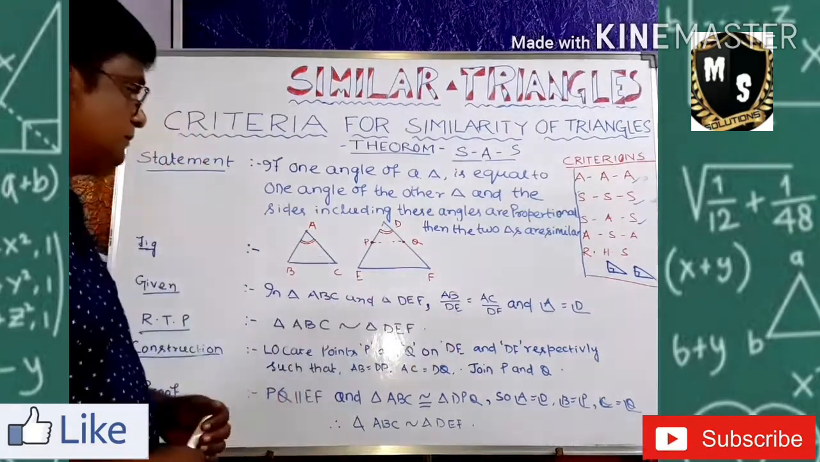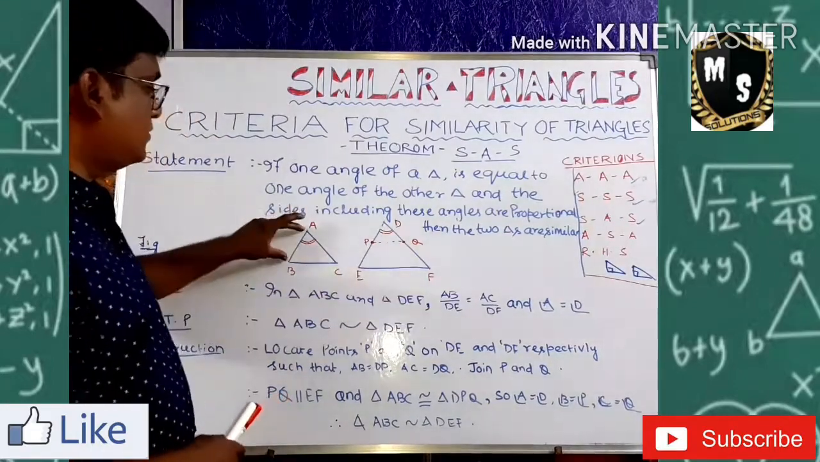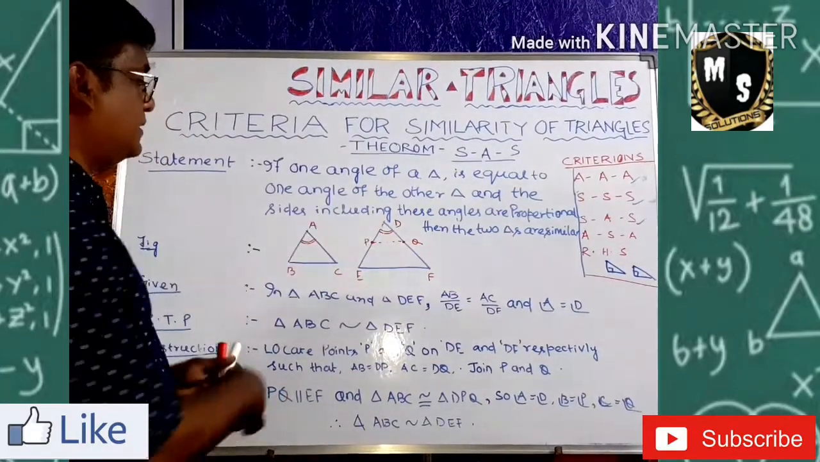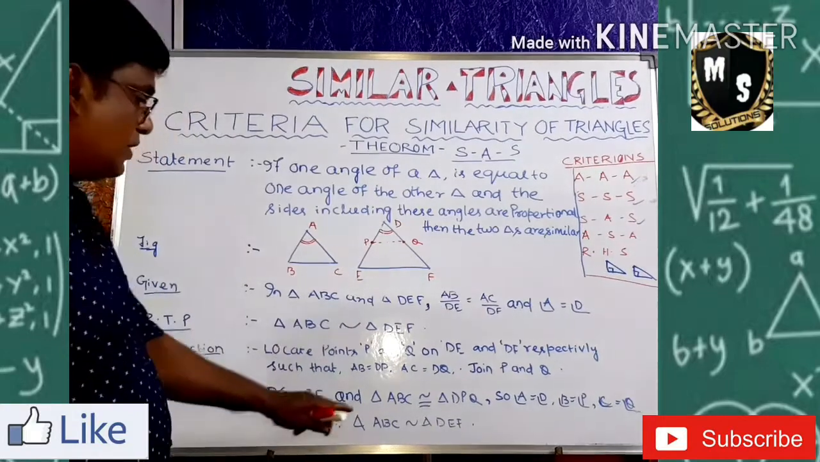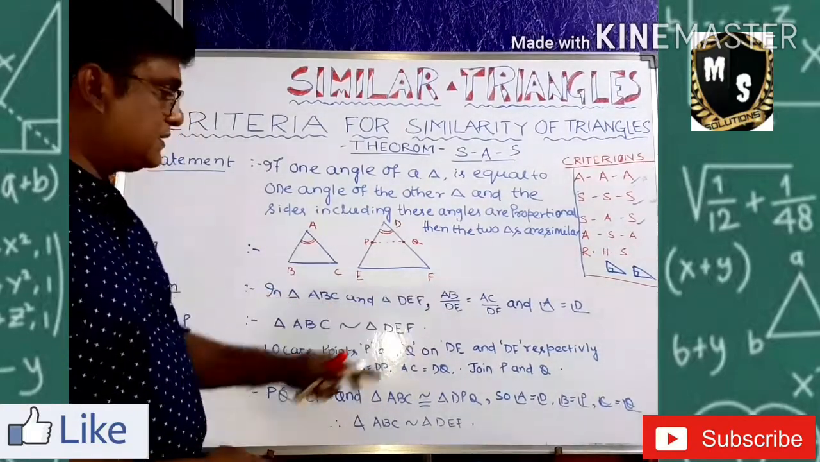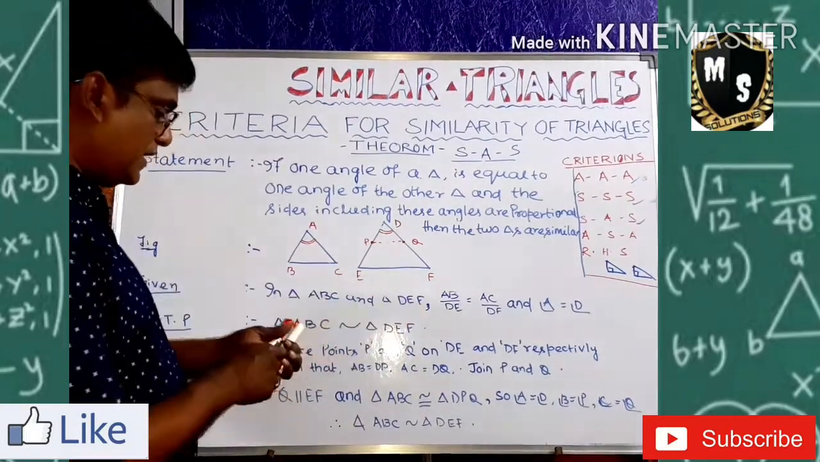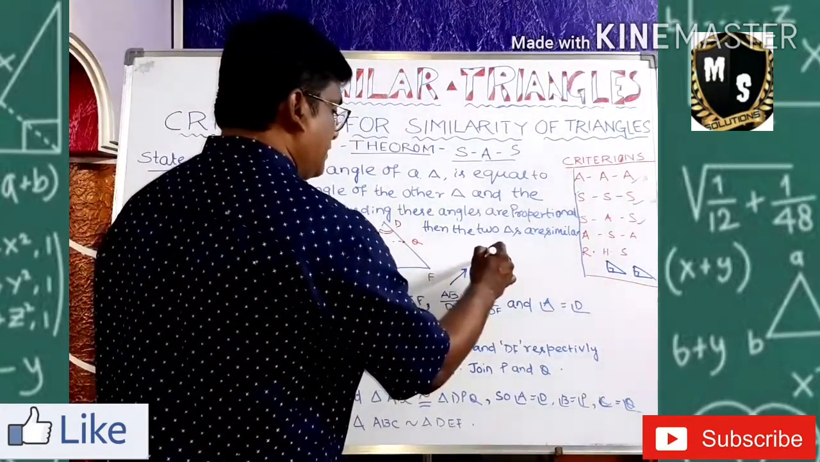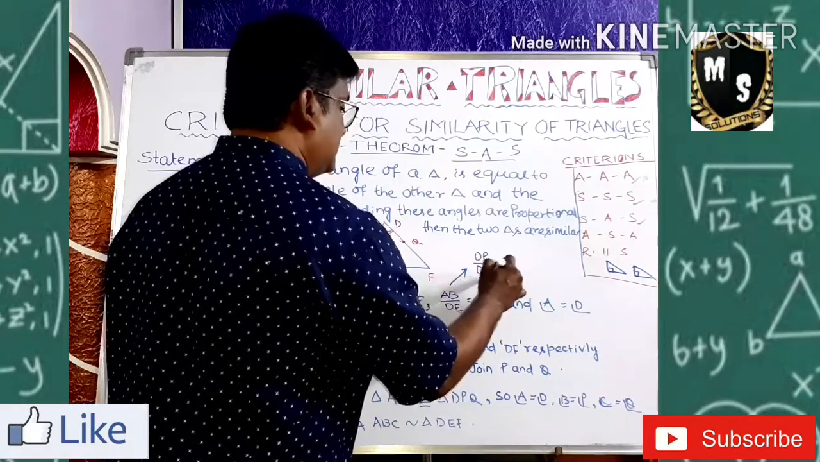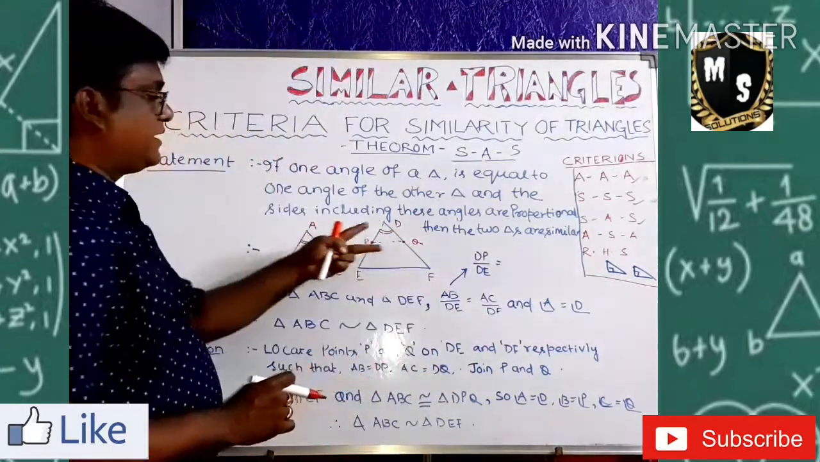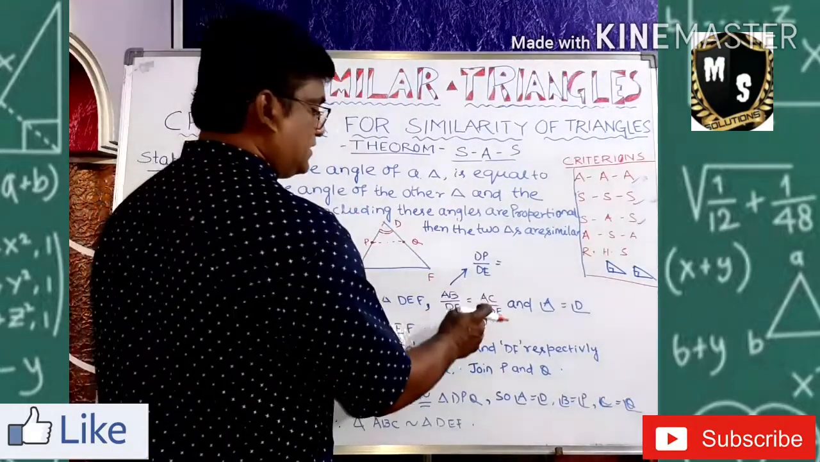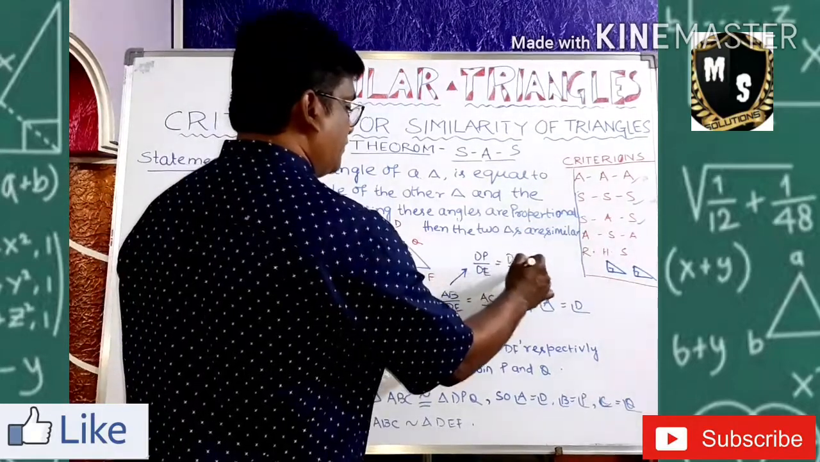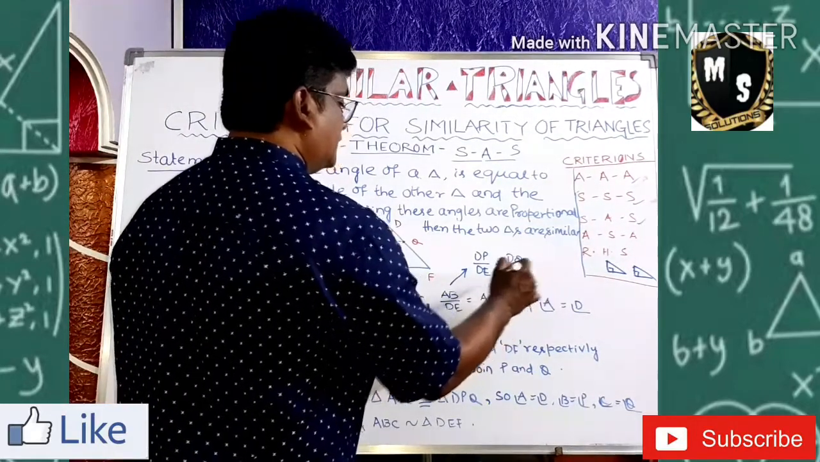So now you see, AB is equal to DP. So in every place I can put DP by DE. So what did it become? It became DP by DE is equal to, in the AC place, what can I put? DQ. So now it is DQ by DF. Clear now?